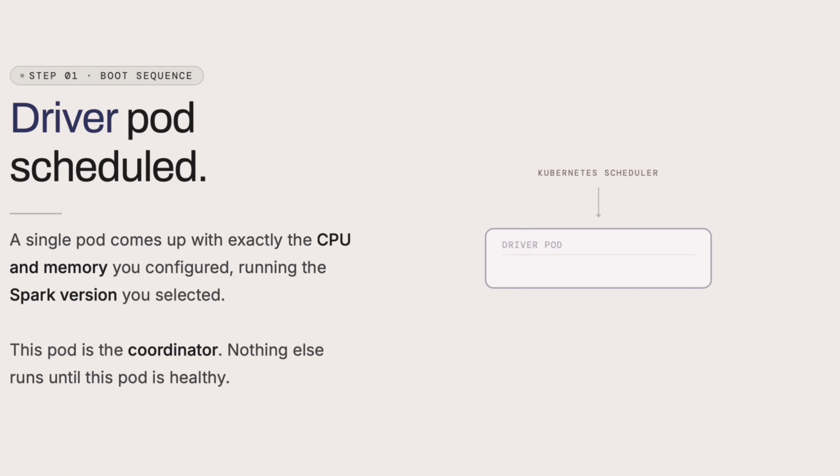Step 1. Kubernetes schedules a driver pod. One pod comes up with the CPU and memory you set, running the Spark version you picked. This is the brain of the cluster. Nothing else moves until this is ready.